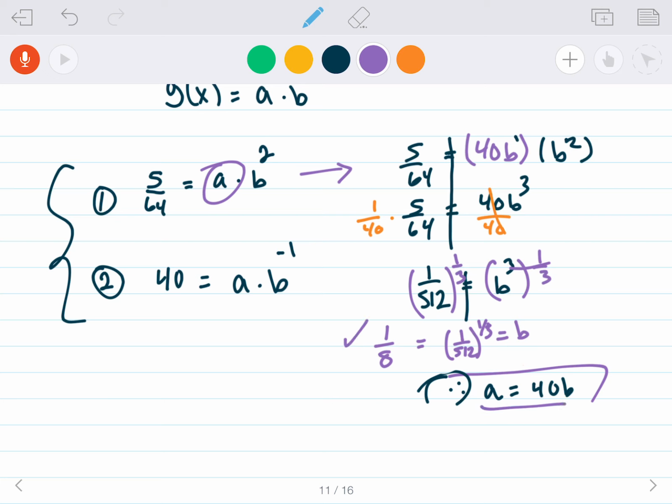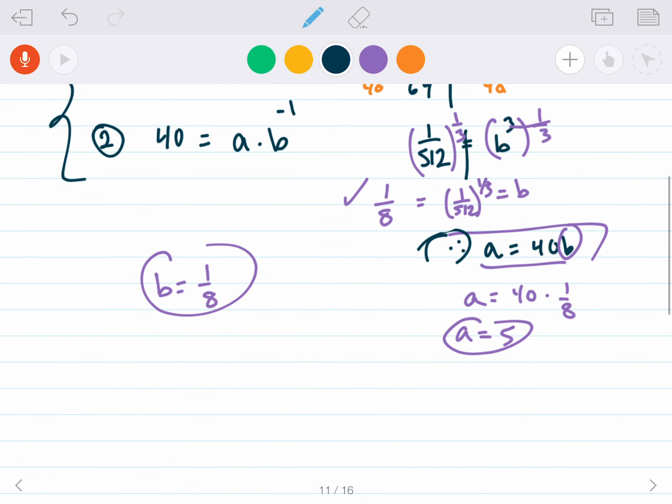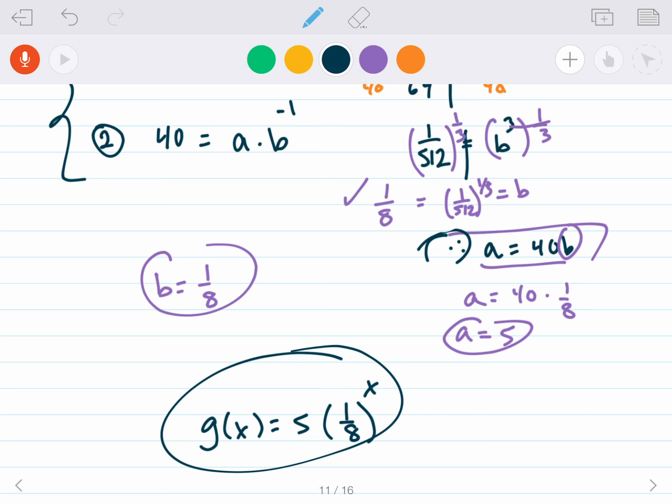And so A, by our equation that we found over there. So let me write it over here. B is 1 over 8. Since B is 1 over 8, that means that A is 40 times 1 over 8, which is 40 divided by 8, which is 5. Alright, so we found A and B. So our answer here is g of x is equal to 5 times (1 over 8) to the x. And that is our final answer.